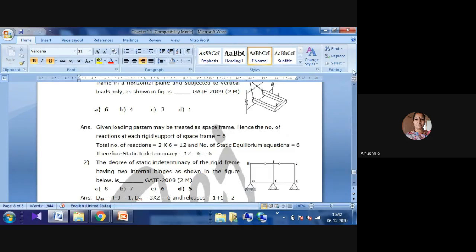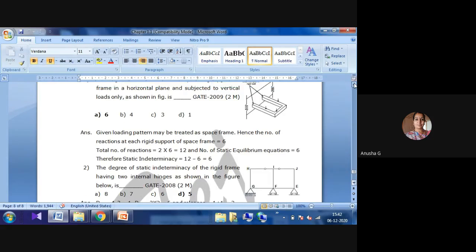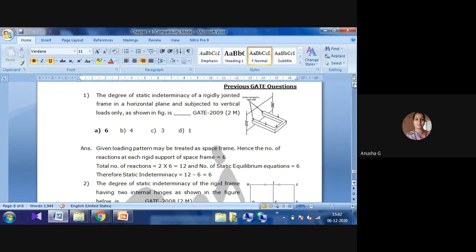Again, here you can observe this condition for statically determinate or indeterminate structures. Also observe this diagram, which is very important. The degree of static indeterminacy of a rigidly jointed frame in a horizontal plane, subjected to vertical loads only, as shown in the figure. How do we find the degree of static indeterminacy? It is according to our number of reactions.